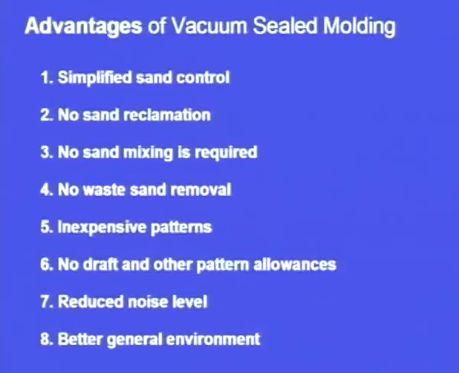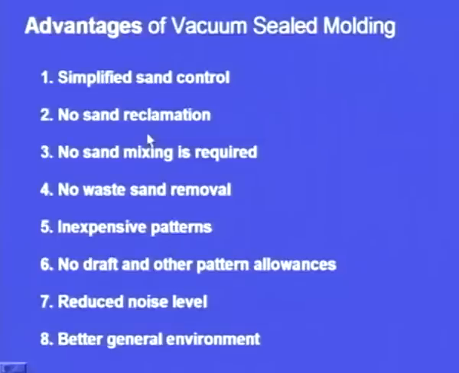And what are the advantages of this vacuum sealed molding? First one is simplified sand control. In the case of the conventional sand casting process, before making the mold, we prepare the molding sand very carefully. We add predetermined clay, predetermined amount of moisture, predetermined amounts of other additives, and carefully we prepare the sand mixture. And if the proportion is not good, it will result in defects. We have to control the ingredients very carefully. Here there is no control. What are the ingredients? Only fine sand, clean sand, without any clay, without any moisture, without any other additives. So there is no control.